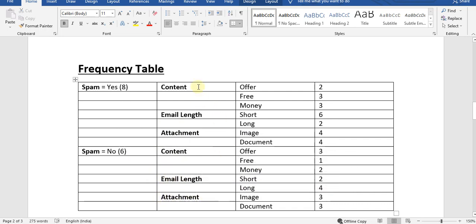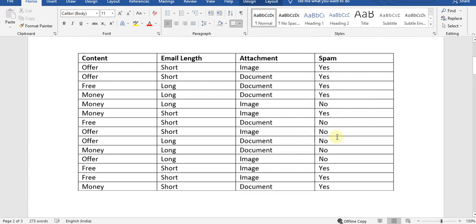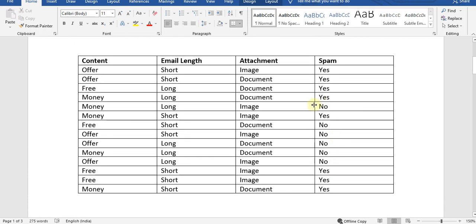Now what is my purpose? You know that for this content feature there are 3 possible values: offer, free and money. Now I am trying to find out how many occurrences there are of the value offer for the feature named content when spam equal to yes. So if you go back again here, let us try to find where the content value is offer when spam equal to yes. So I can see here 2 offer values where spam equal to yes.